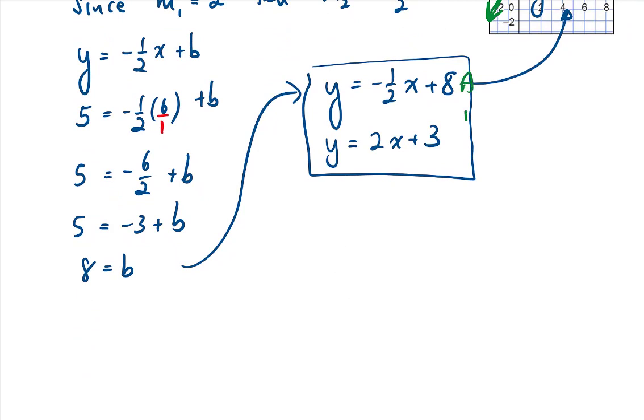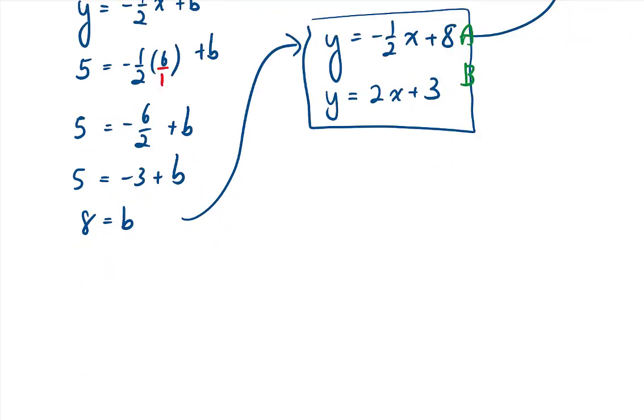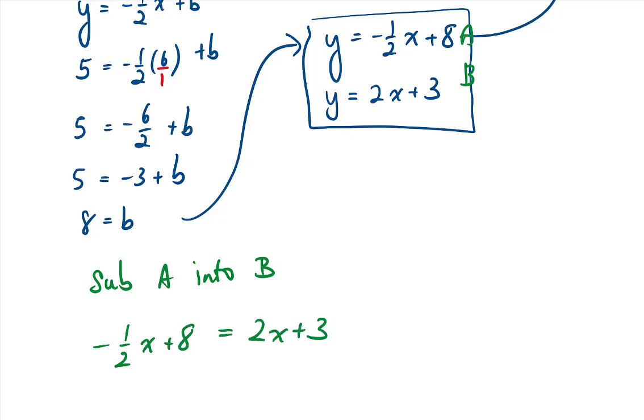We're going to use substitution. So let's call these a and b. So now let's actually try to find the point of intersection. So I'm going to sub a into b. And you could do b into a, it will still work out. If I sub a into b, I get negative 1/2 x plus 8 equals 2x plus 3. So I took this here and subbed it in for y here.